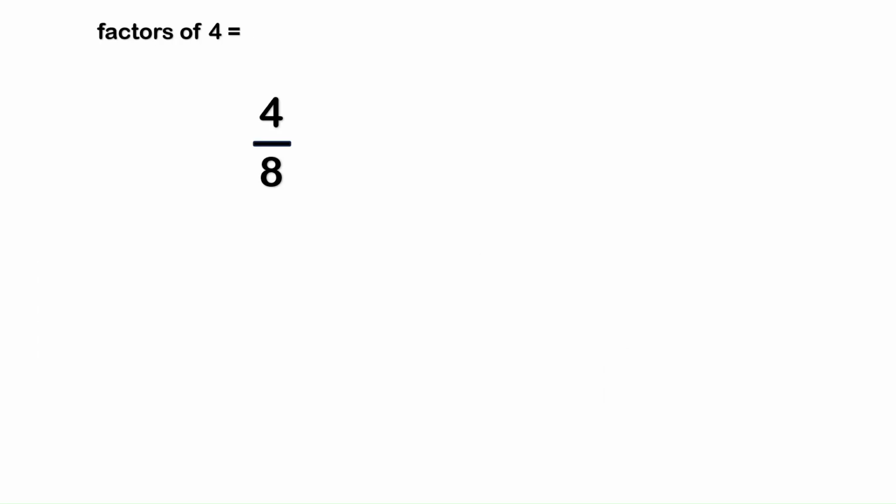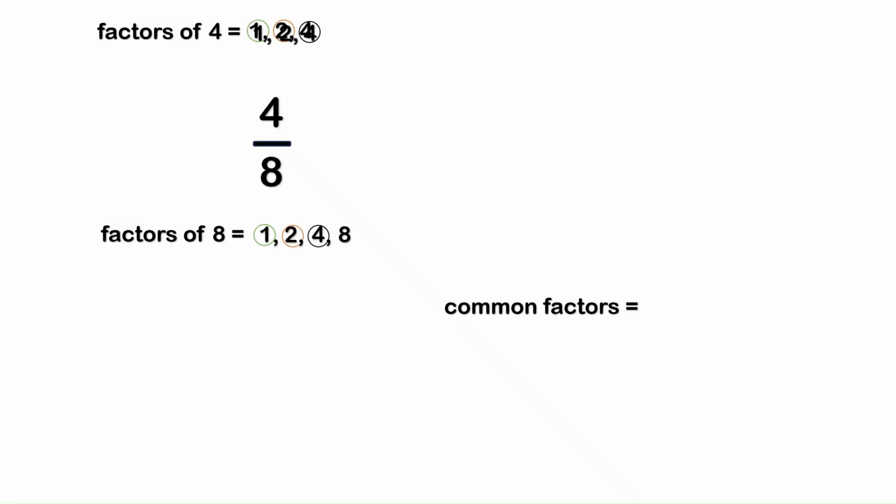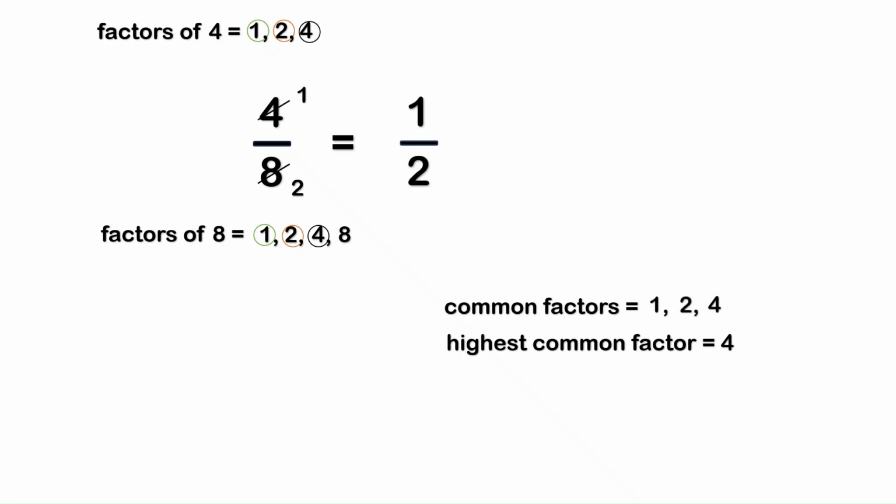Factors of 4 are 1, 2 and 4. Factors of 8 are 1, 2, 4 and 8. Common factors are 1, 2 and 4. Highest common factor is 4. Let's divide by this highest common factor. 8 divided by 4 gives 2. 4 divided by 4 gives 1. And our fraction changes to 1 upon 2.